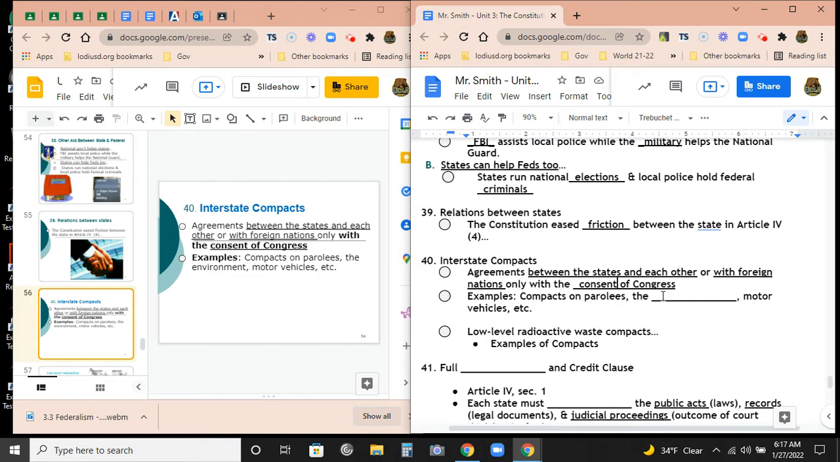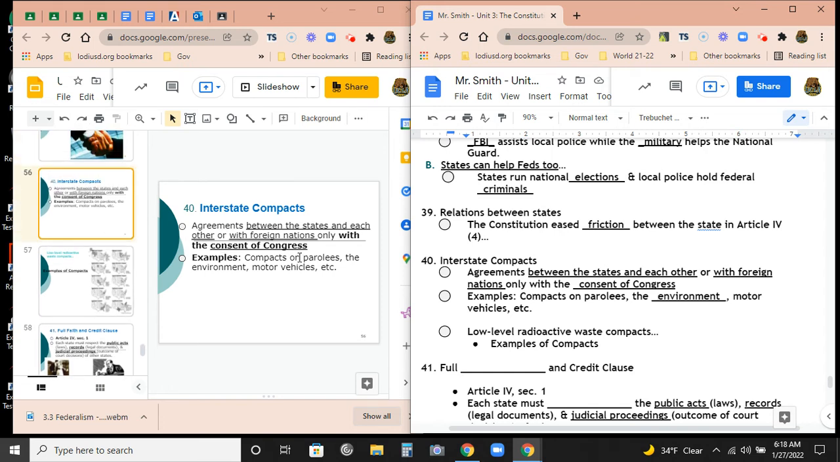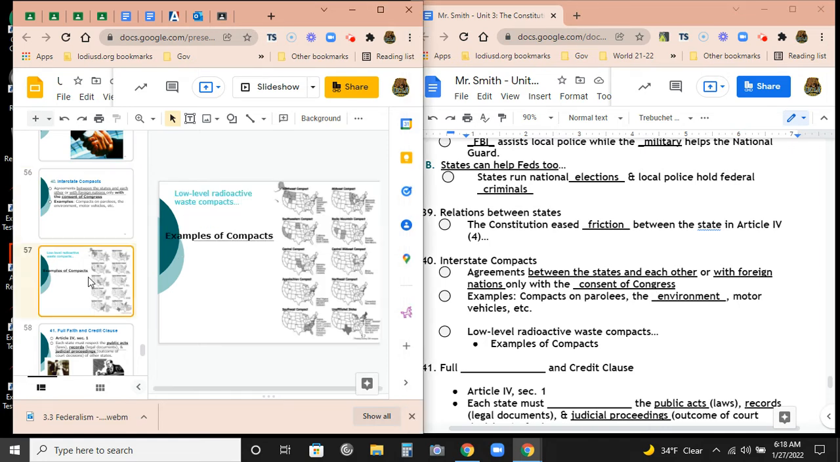Examples: compacts on parolees, agreements on the environment or motor vehicles. California's Environmental Protection Agency rules, CalEPA, is one of the most strict in the country. That's one reason why our fuel prices are higher than most places. But the Fed runs that, and it's clear that they have that power under Article 4, Section 4. Okay. These are a few examples of compacts.